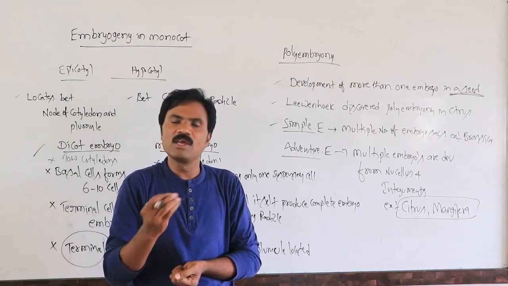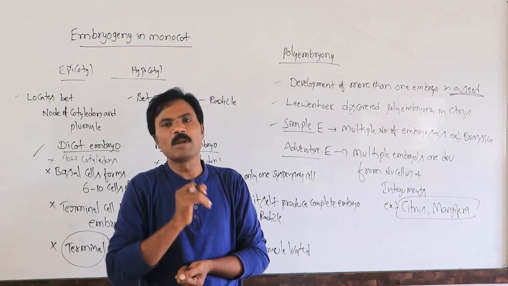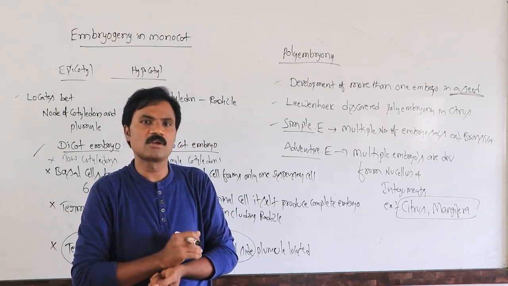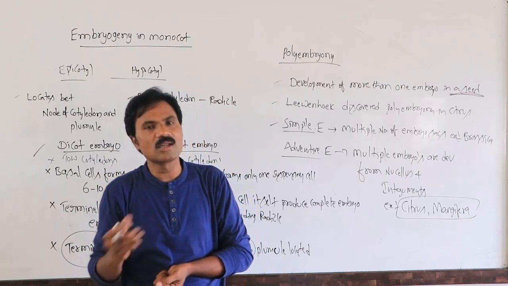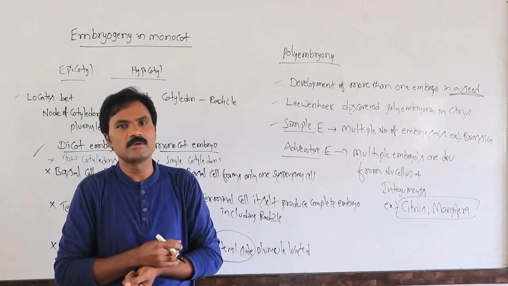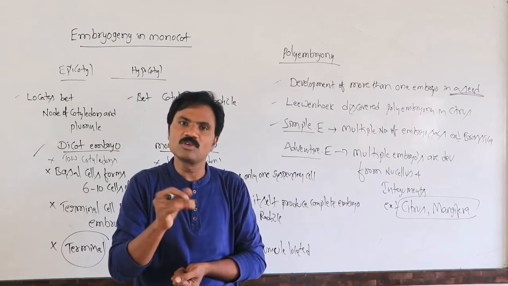In some grasses, the coleoptile covers the plumule side, that means the shoot apex, whereas the covering of the radicle is none other than the coleorhiza. So remember that very carefully. Remaining discussion in the next class.